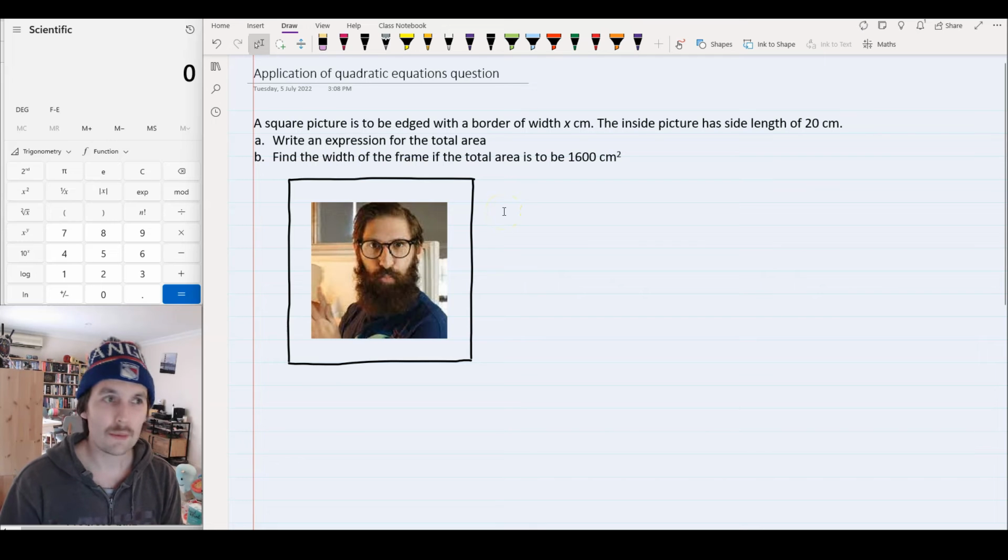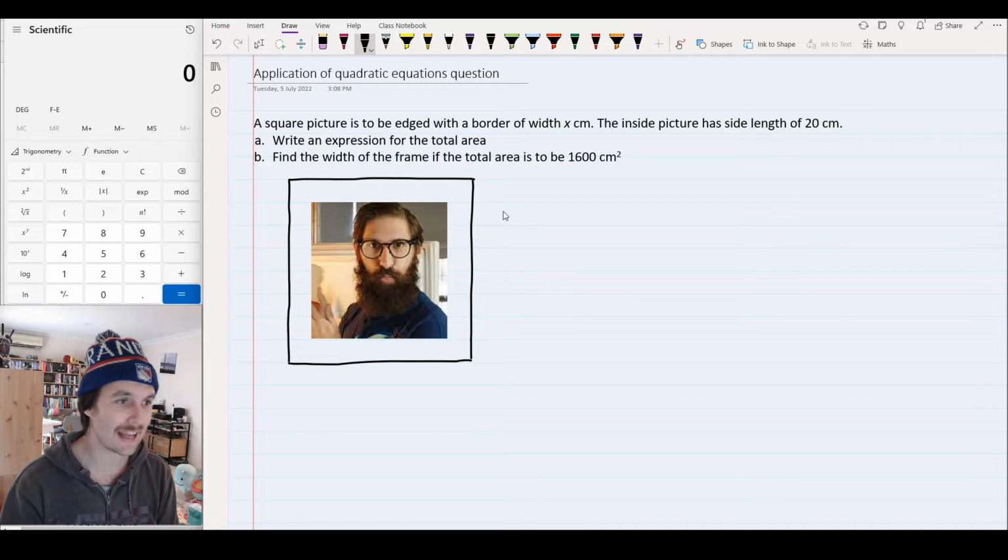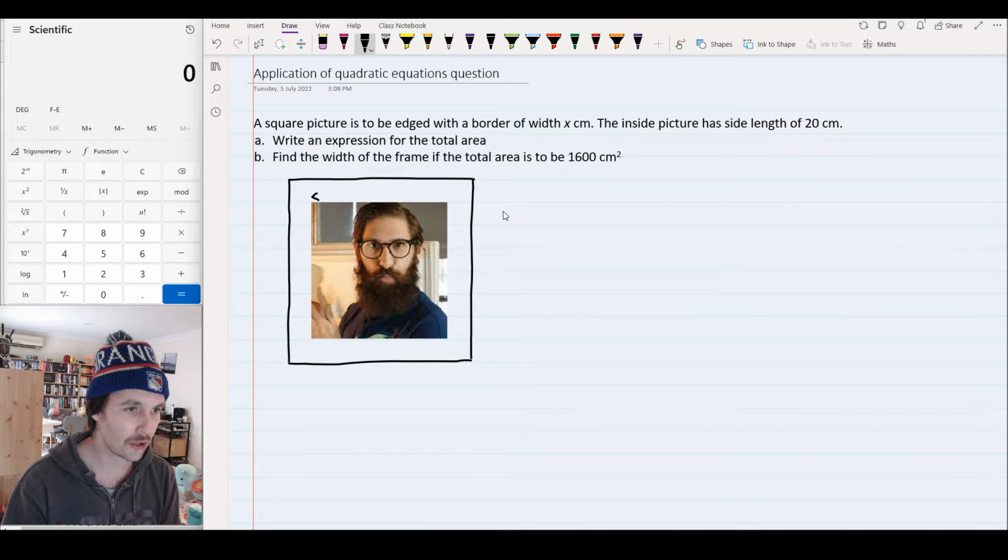Hey there, champions. Today we've got an application of quadratic equations question on the cards. So we've got a lovely picture of a relative of mine, and we're going to edge this square photo with a border of width x centimeters. The inside picture, we're told in the diagram, has a side length of 20 centimeters, and the distance between the picture and the border is x centimeters. We'll start off with part A.